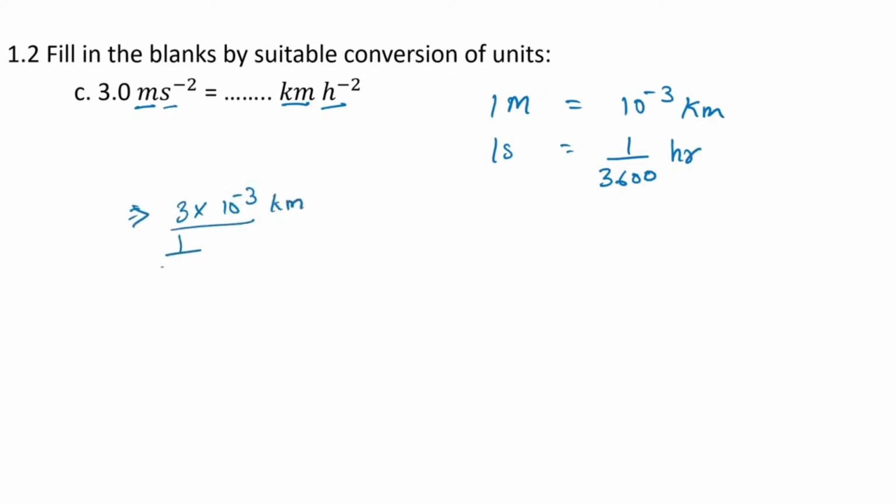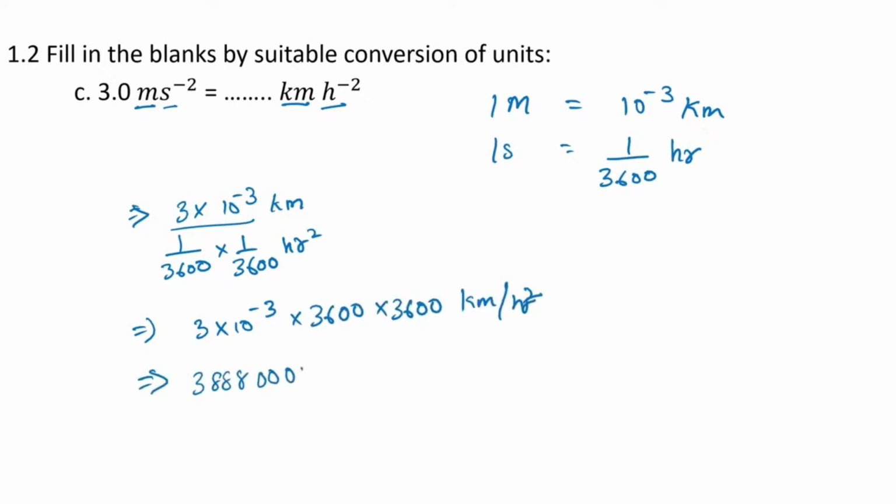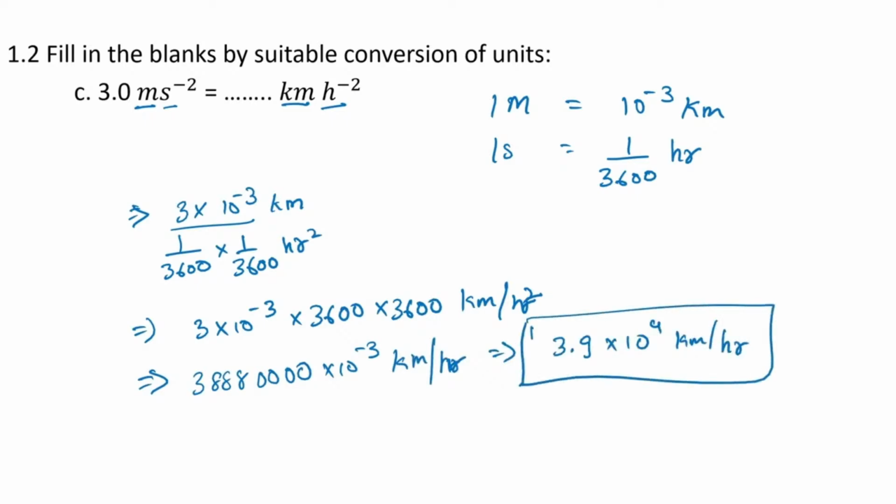In the next question we have 3 meter per second square needs to be converted to kilometer per hour square. So here meter would be converted into kilometer and second would be converted into hour. So the conversion factor for this is 1 meter would be equal to 10 to the power minus 3 kilometer, and 1 second would be 1 by 3600 hour. So substituting these values, we will get 3.9 into 10 to the power 4 kilometer per hour square.